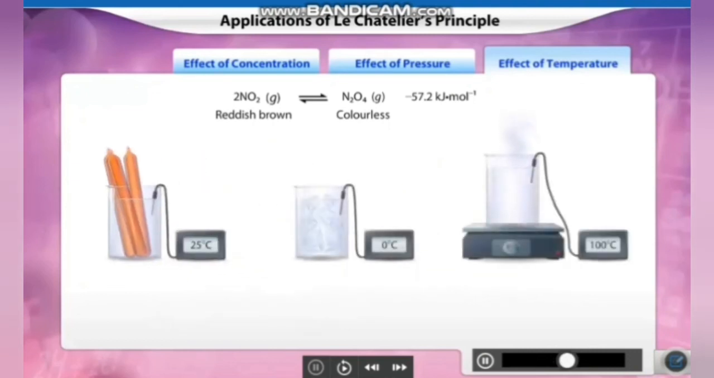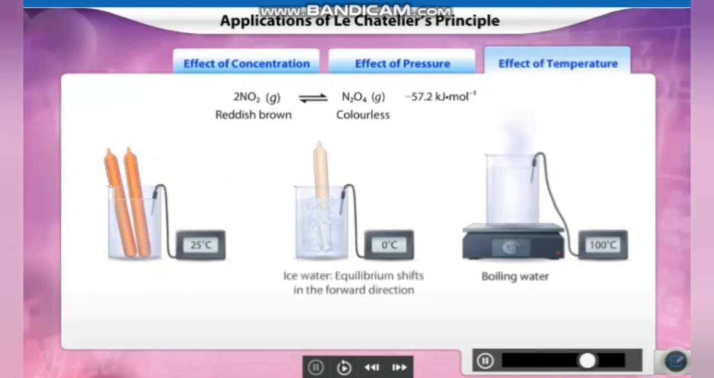Now, take two more beakers. In the first beaker, take ice water, and in the second beaker, take boiling water. Place the test tube containing the reaction mixture at equilibrium in each beaker and see what happens. When the test tube is placed in ice water, the mixture turns lighter. The reaction is exothermic in the forward direction. That is, the equilibrium shifts in the direction of formation of dinitrogen tetroxide, which is colorless.